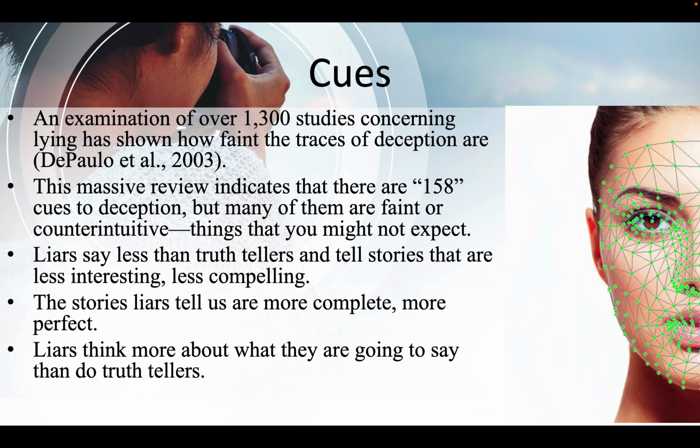An examination of over 1,300 studies concerning lying has shown how faint the traces of deception are. This massive review indicates that there are 158 cues to deception, but many of them are faint or counterintuitive, things that you might not expect. Liars say less than truth tellers and tell stories that are less interesting, less compelling.